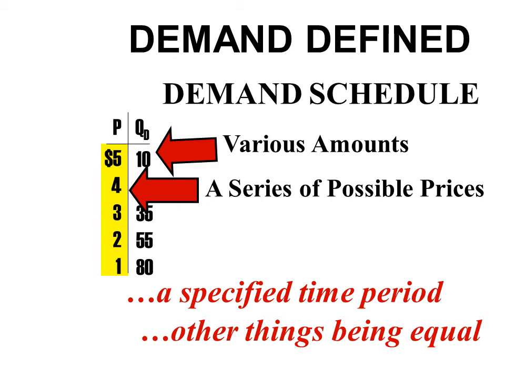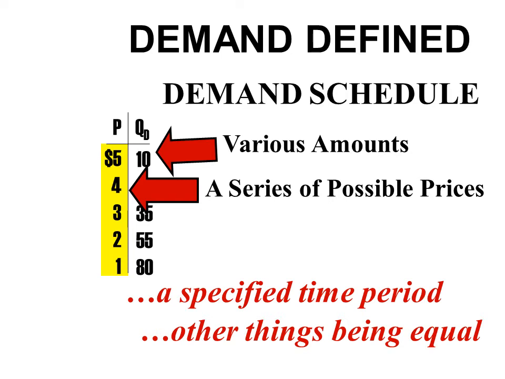So let's take this definition piece by piece. Well, the various amounts here, we can see on the left hand side we have quantities, right? We have prices on the right hand side of that table, right? So it's the various amounts of any item that buyers are willing and able to purchase. So we don't want to make assumptions about what people would or could do if they hit the lottery. We want to make sense of markets.